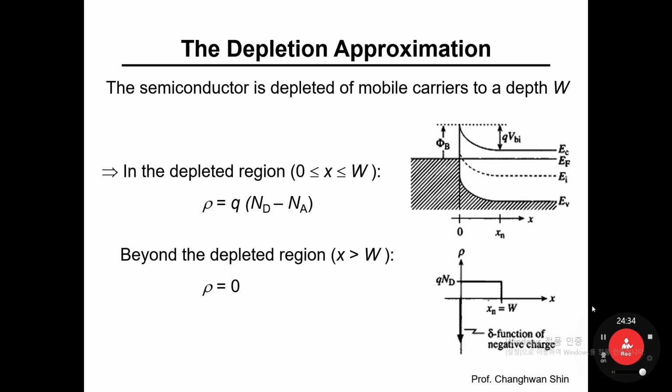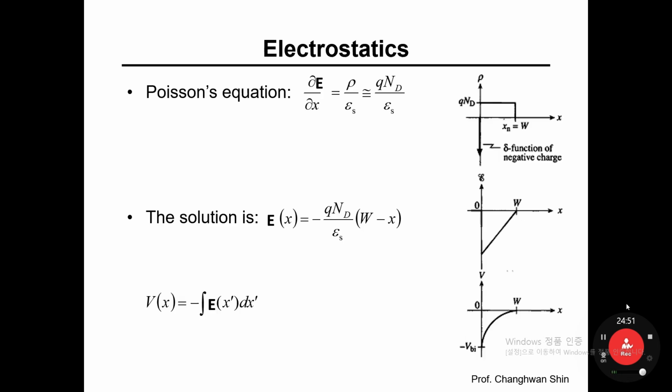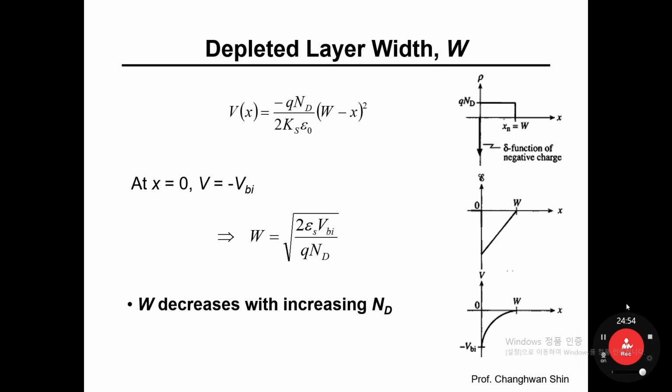From this slide, some more quantitative analysis is introduced, so I guess it's a good time to have a short break. Please use your own time to preview what the depletion approximation is, what the electrostatics in an MS diode are, and how to develop the equation for depletion layer width in the metal-semiconductor context. Please think about this issue, and afterwards, please play my second movie clip for this week. See you.